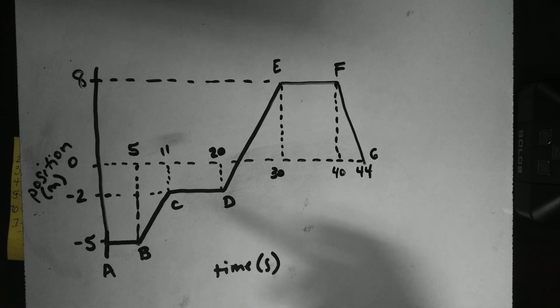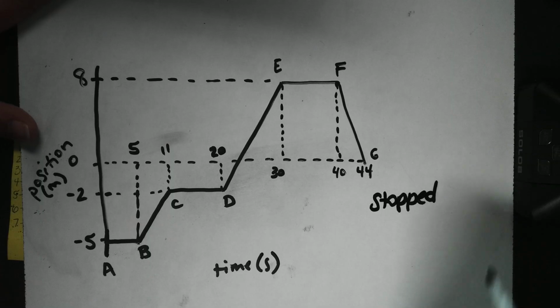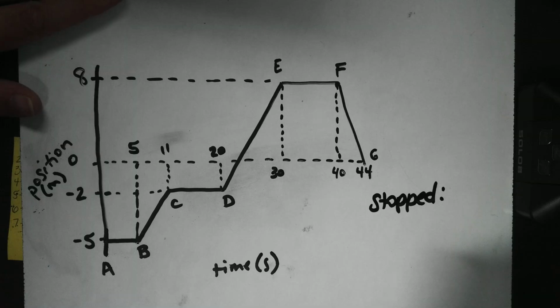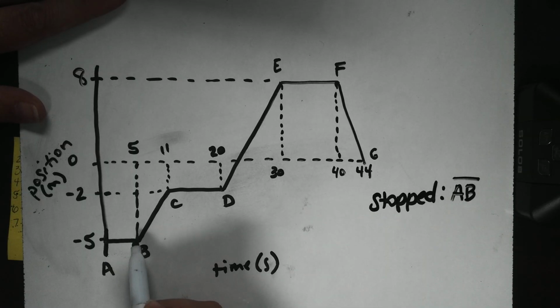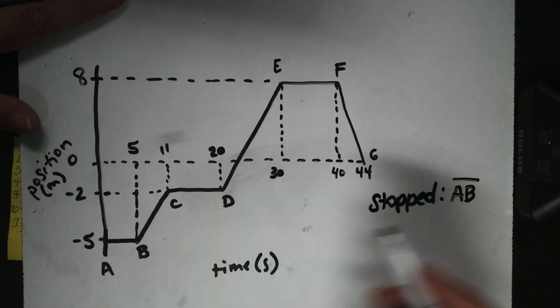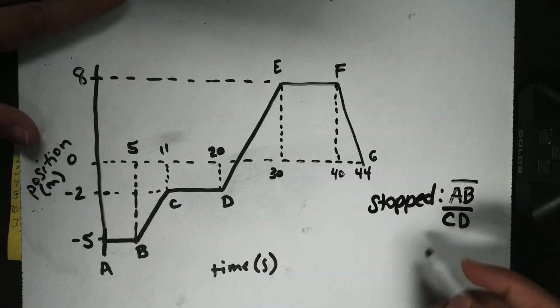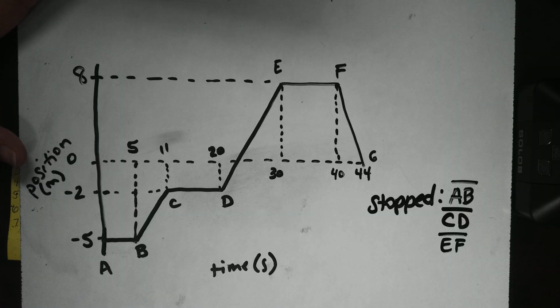All right, so first things first, we want to be able to identify some things straight out of the gate. The easiest one to identify on a position time graph is when you are stopped. When you're stopped, that is when you have a completely horizontal line. You are stopped A to B. You're completely stopped there. You are horizontal, completely stopped at C to D, and you are completely stopped at E to F. You are completely stopped at those 3 legs.